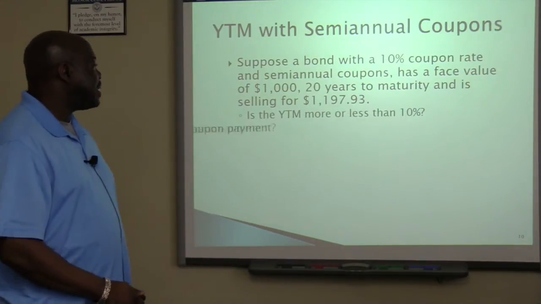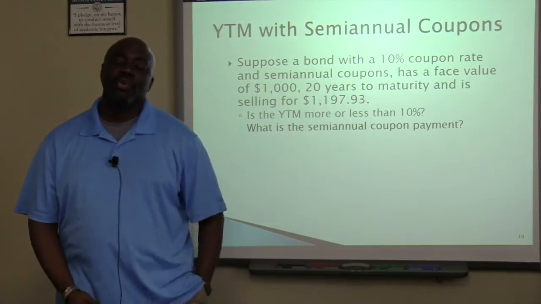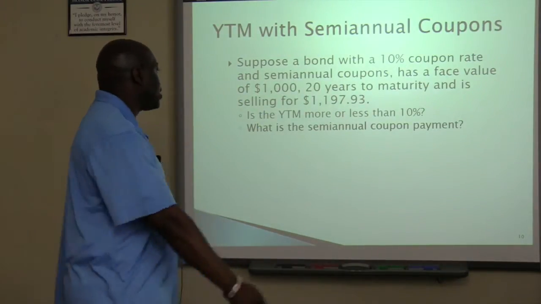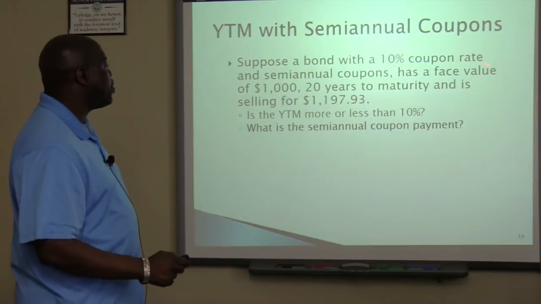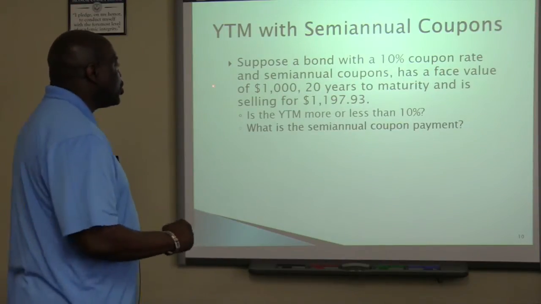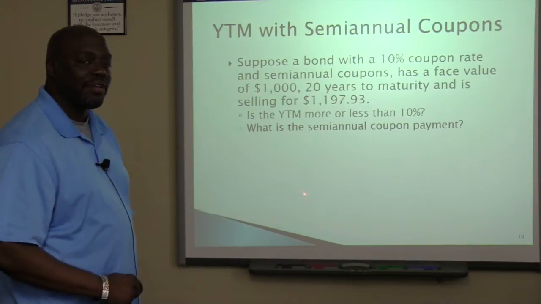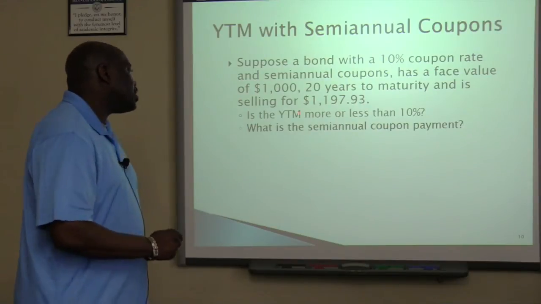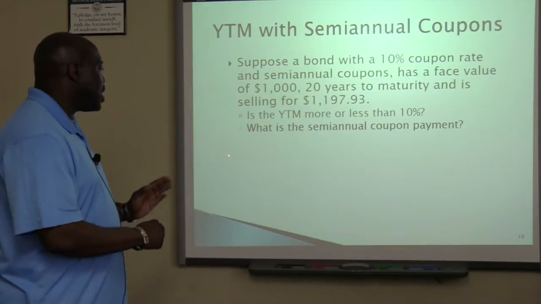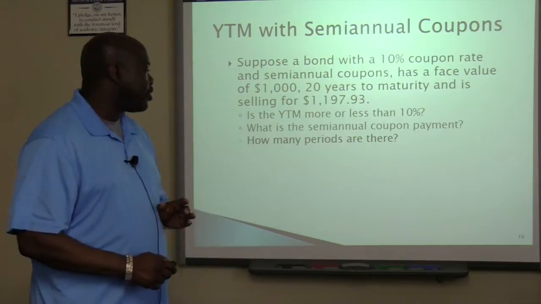Let's look at semi-annual coupons. What do we first off know about semi-annual coupons? That is twice a year. So we're going to be making payments twice a year. Suppose a bond with a 10% coupon rate and semi-annual coupons has a face value of $1,000, 20 years to maturity, and is selling for $1,197.93. Is the yield to maturity more or less than 10%? What is the semi-annual coupon payment? How many periods are there?